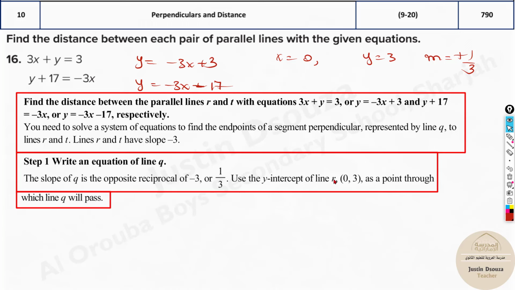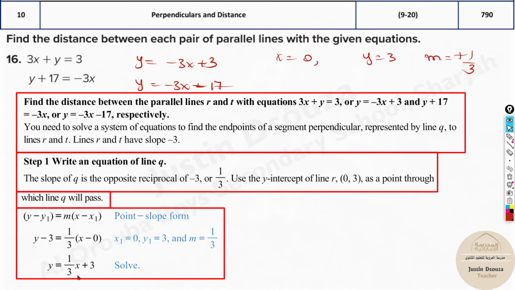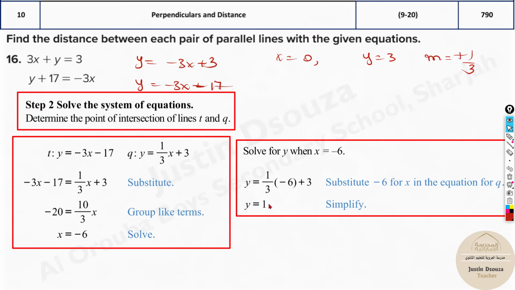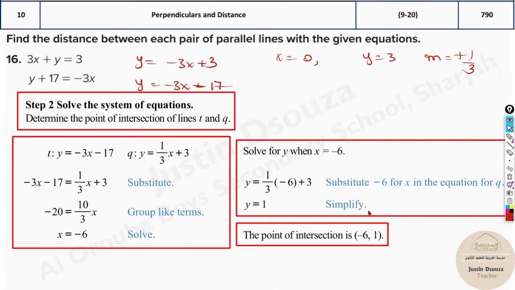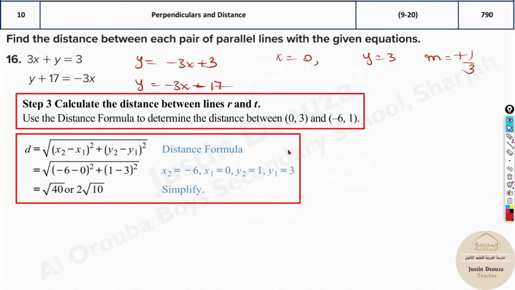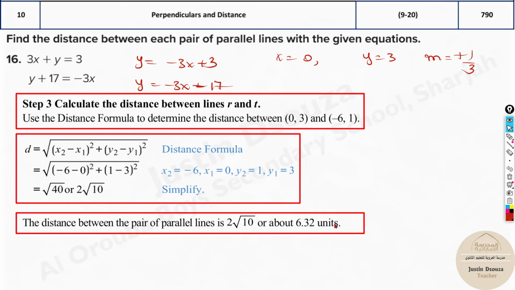Here you can see the method. The equation over here will be 1/3 x, this is the slope, plus 3. And then what you have to do is equate it with the other equation and solve for the x and y values. You get minus 6 and 1. Now just find the distance: 0 and 3 is one point, minus 6 and 1 is the other point. It's 2 root 10 or 6.32 units.